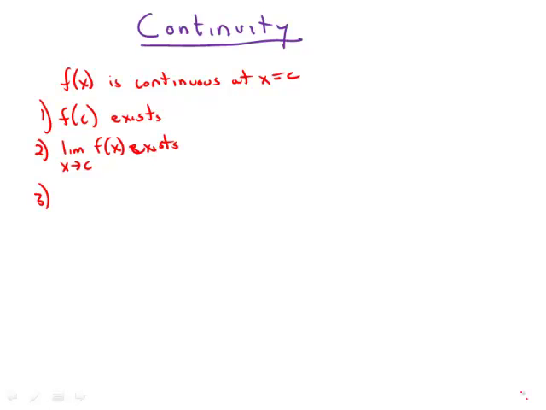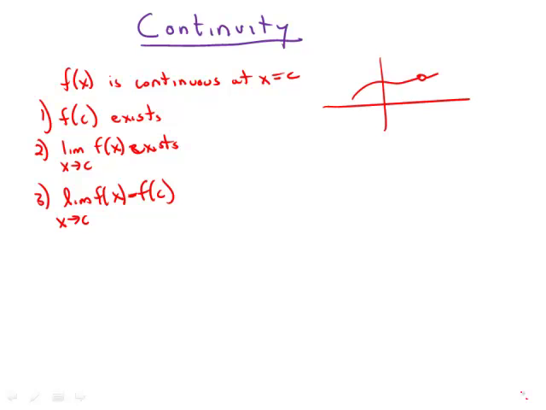And finally, it must be true that when we take the limit of the function at that point, it equals the value of the function at that point. Those three conditions must be true in order for the function to be continuous. So for example, if what you have is simply a hole, a missing piece in the function, that's a discontinuity because f of c does not exist.